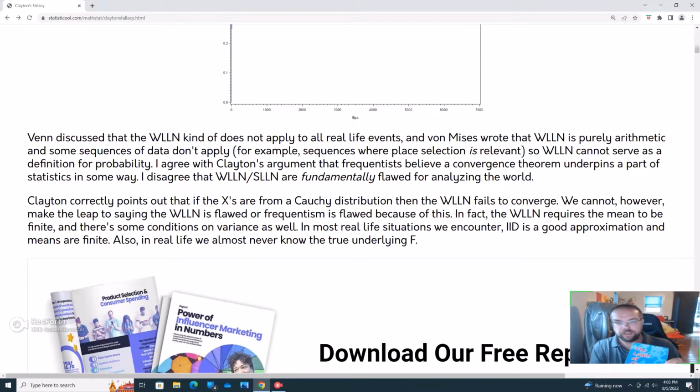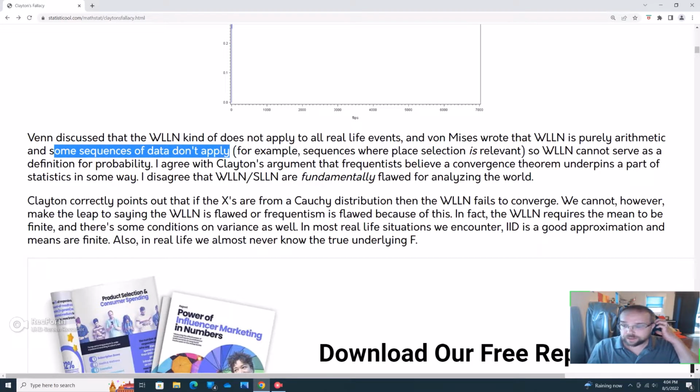Now, John Venn, of Venn diagram fame, himself discussed that the weak law of large numbers doesn't really apply to all real-life events. It can't apply to everything. So he came up with events where the weak law doesn't really come into play. Von Mises also wrote that it's a purely arithmetic theorem, really, and again, some sequences of data don't apply.